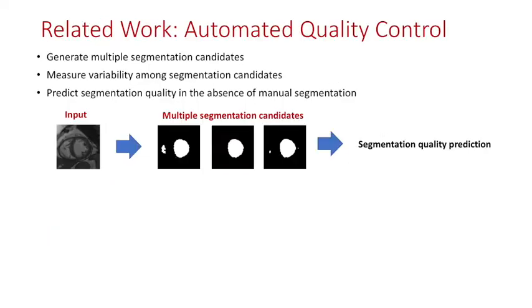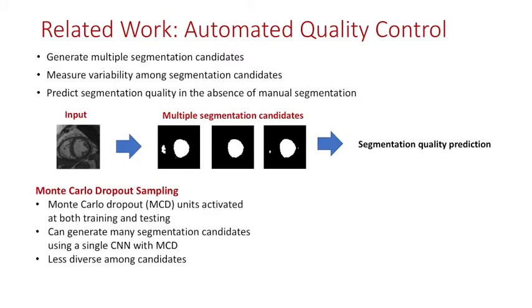A popular framework for automated segmentation quality control is to generate multiple segmentation candidates and measure the similarity or differences among the candidates to predict segmentation quality in the absence of manual ground truth. How do we generate multiple segmentation candidates? A popular approach is Monte Carlo sampling. A convolutional neural network can be implemented with Monte Carlo dropout units activated for both training and testing to generate many different segmentation candidates for quality control purposes. But one disadvantage is that the candidates are less diverse compared to other approaches.